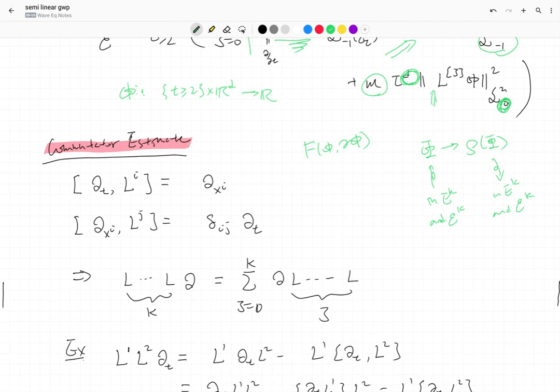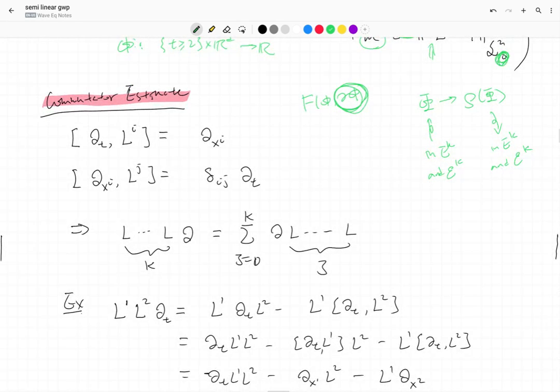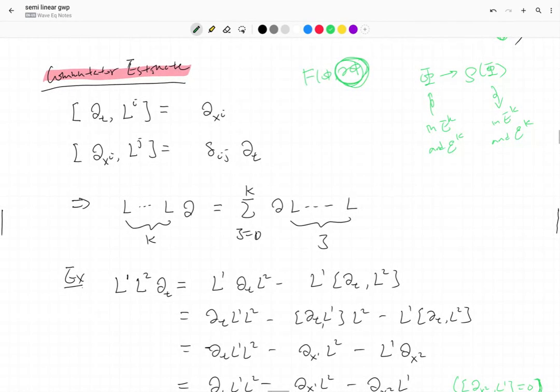how does L interact with partial differentiation, because F itself depends on partial derivatives of phi. Okay, so we want to think about how L interacts with the partial derivative, and to understand this, we're going to use commutator estimates. So I'll come back to why such estimates are useful at the end of this discussion, but let's just first observe the following. We know what the L are.